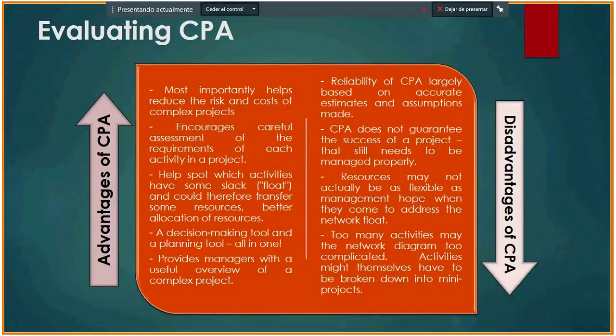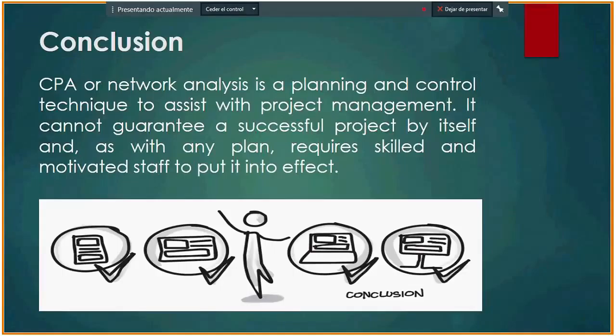Okay, conclusion. CPA, or network analysis, is a planning and control technique to assist with project management. It cannot guarantee a successful project by itself, and as with any plan, requires skilled and motivated staff to put it into effect.